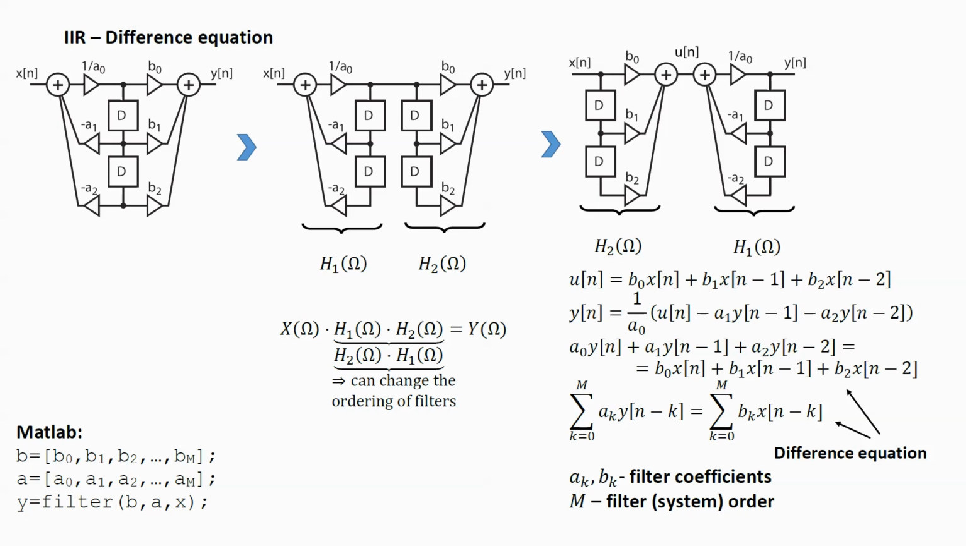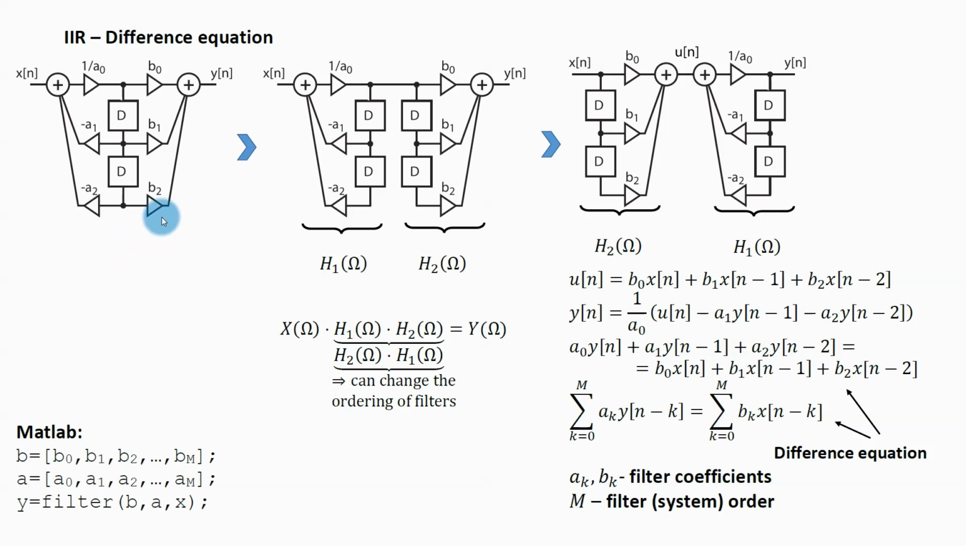The last thing left to do is to explain the difference equation of an IIR filter or an IIR system. Remember, for the FIR filter, the difference equation was just the computation of the convolution. It was an equation that describes how to compute your filtering. For an IIR filter, we also need an equation that describes how to compute our filtering. How can we do this?